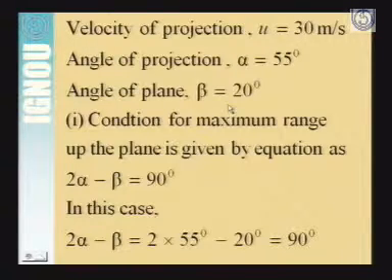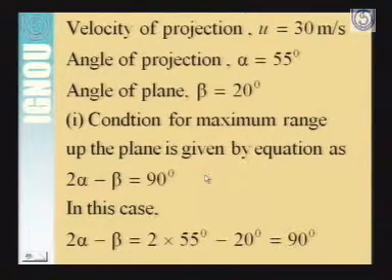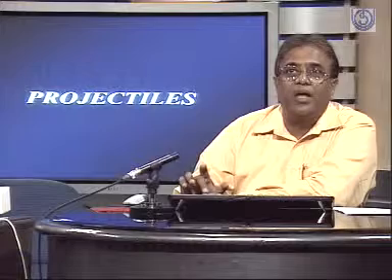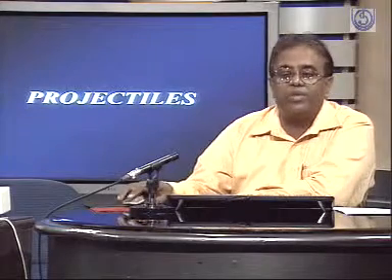So twice alpha minus beta, that is 2 into 55 minus 20, that is 90 degree. So it satisfies the condition for the maximum range. So the particle will definitely attain the maximum range, and maximum range we can calculate from this expression.